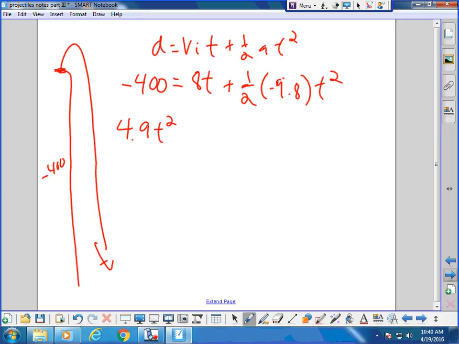4.9 t squared. The 8t is going to go left and become minus 8t. And the minus 400 is going to stay there. Equals 0. And Billy was right. Quadratic formula. Or quadratic anyways, right? Not like, is it factorable? Of course it is. Do you want to do it? Nobody does.